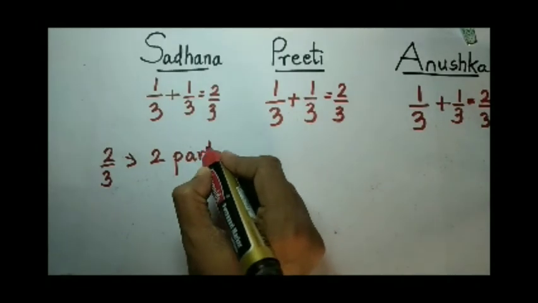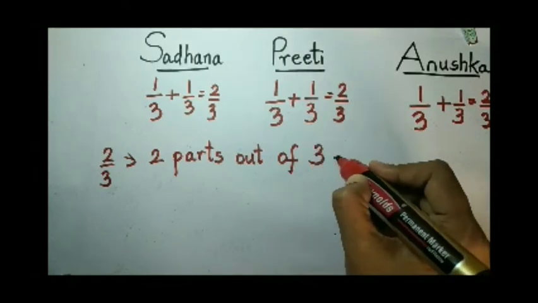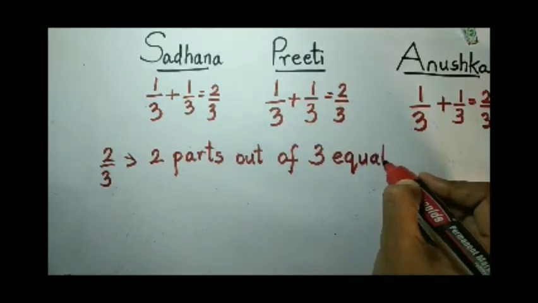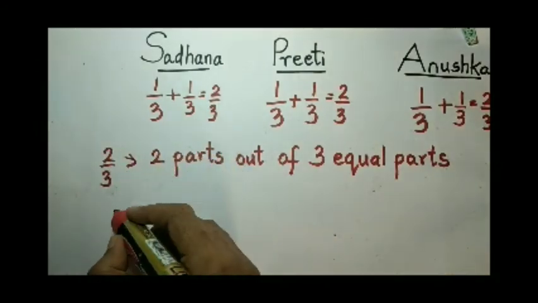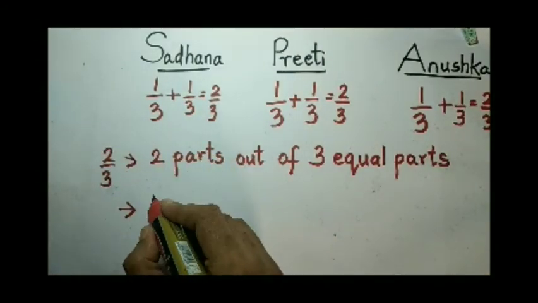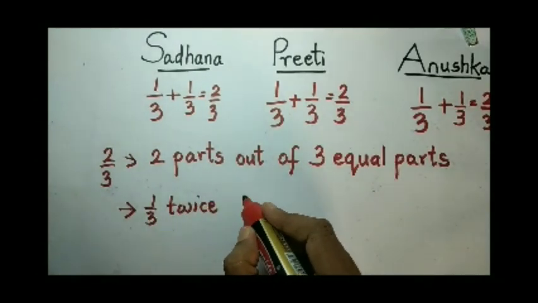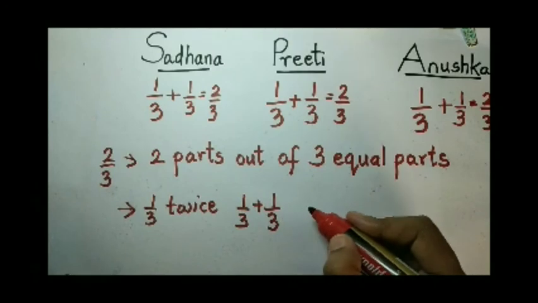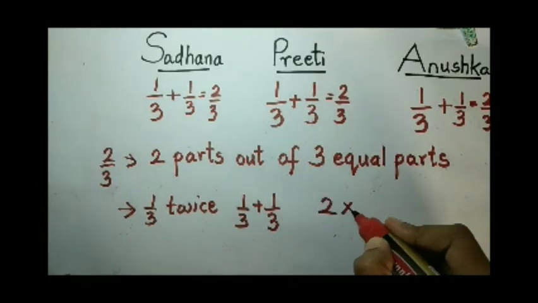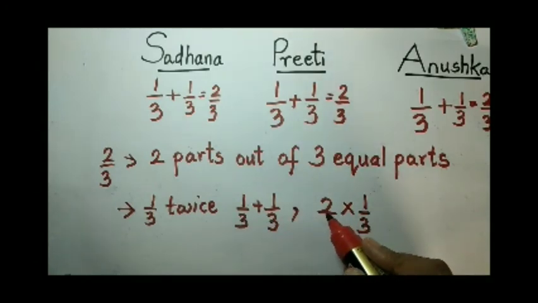First, 2 parts out of 3 equal parts of an object. Here the object was the chapati, which was divided equally among the 3 girls. Another way of explaining 2/3 is 1/3 twice, which also means 1/3 plus 1/3, and which also means twice taken 1/3. So one is by addition way, one is by multiplication way.